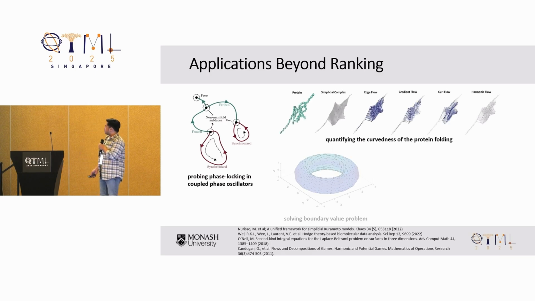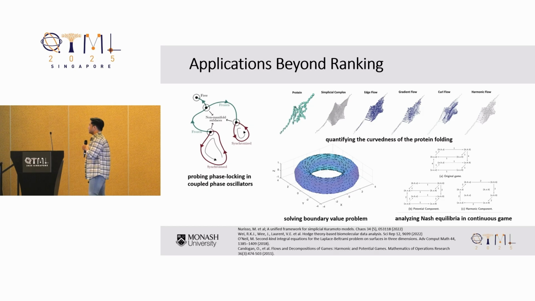Okay, so beyond ranking, this algorithm can also be useful for what people call Hodge decomposition, and this is useful for many applications. For example, probing the phase locking in coupled phase oscillators, quantifying the curviness in protein folding, solving boundary value problems, or analyzing Nash equilibria in continuous games.